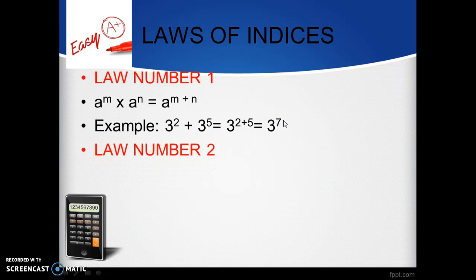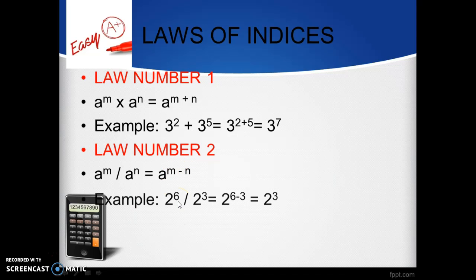Law number 2 states that if you have 2 numbers and they are the same coefficient, a number raised to m and that number raised to n, then you can simply minus its indexes. For example, we have 2 raised to 6 divided by 2 raised to 3, and the answer would be 2 to the 6 minus 3, and that will be equal to 2 cubed, right?